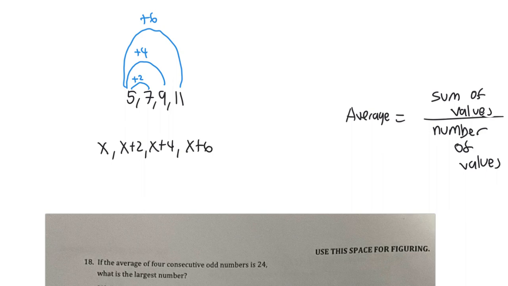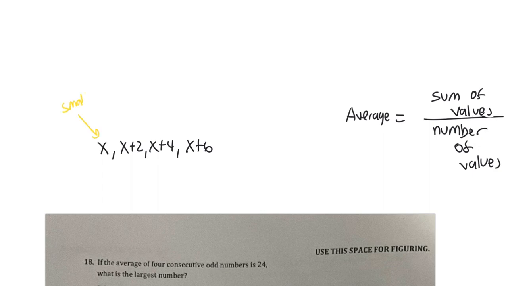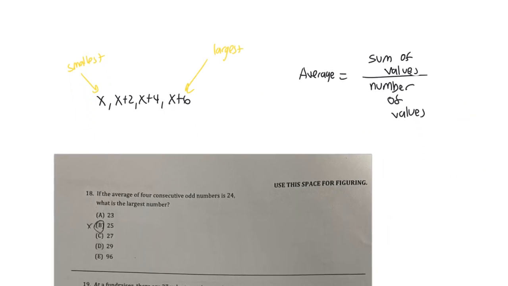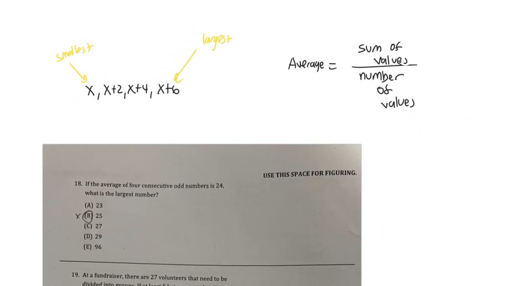Now, that is a classic way of representing 4 consecutive odd integers, where this is the smallest one, and this right here is the largest one. So that's a concept that you definitely need for this one.